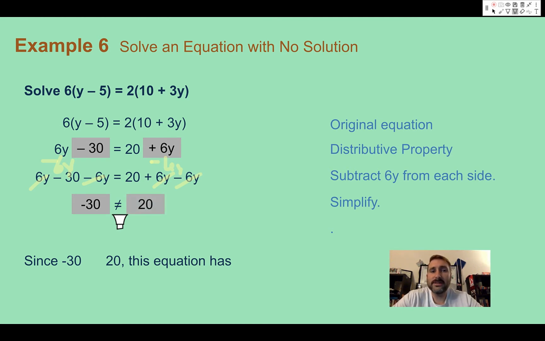No matter what I do from this point on, those things are no longer equal. It wasn't anything that we did wrong to make it not equal. It just means that there are no solutions. So since negative 30 is not equal to 20, it has no solution. If you ever come across where you do something correctly and all your variables eliminate, so there's none on either side anymore, and you have a false statement such as this, that is an indication that you have no solution.